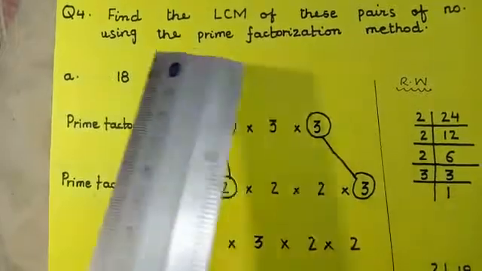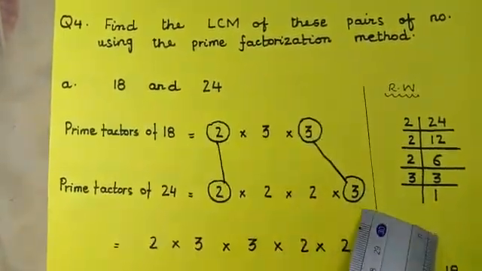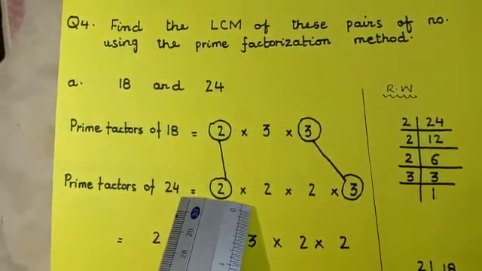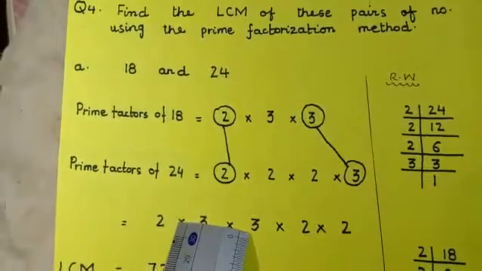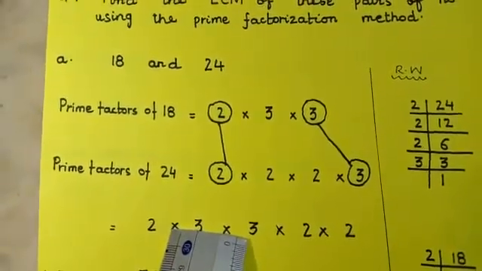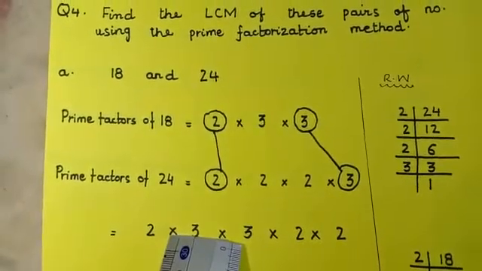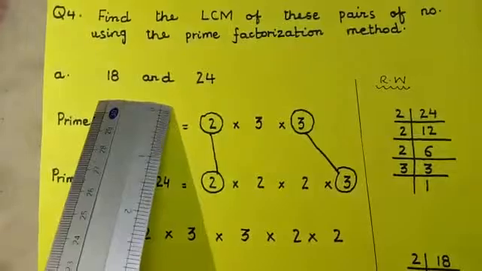To find the LCM of 18 and 24, we are going to multiply all the common factors and the uncommon factors. We are going to multiply all the prime factors of 18 and 24, either they are common, either they are not common. In HCF we multiply only common factors, but in LCM we are going to multiply all the prime factors of that pair of numbers.